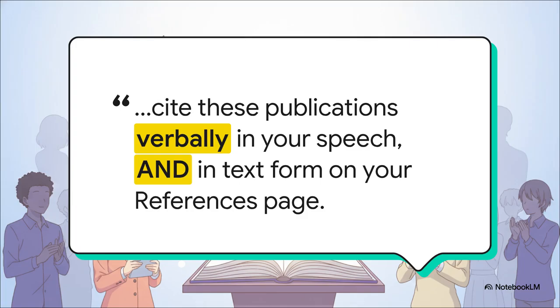First, you have to cite them verbally during your speech, saying something like, according to a 2021 study in the Journal of Applied Psychology. Second, you also have to list them in proper APA format on your references page. You got to do both.